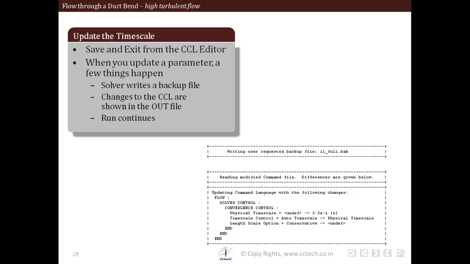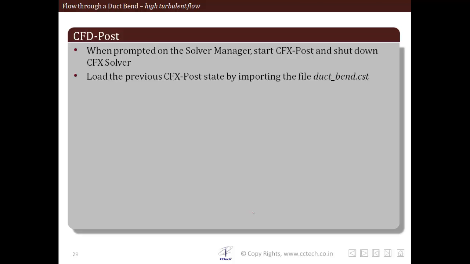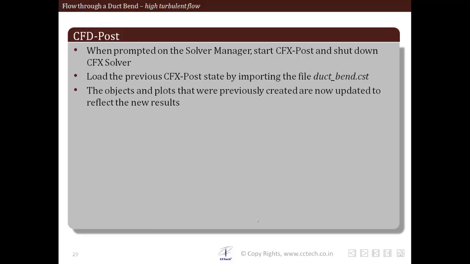When you update a parameter, a few things happen. Solver writes a backup file. Changes to the CCL are shown in the output file. Run continues after that. Once we have got a converged result, we have to open CFD-Post. When prompted on the solver manager, start CFD-Post and shut down CFX solver. Load the previous CFX file state by importing file duct_bend.cst so we can compare both the results.